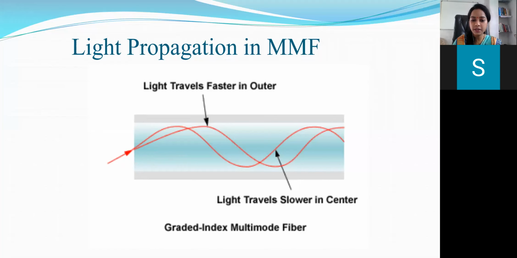So the light travels in this way in this type of fiber. Light travels faster in the outer region. Even when we are entering a multimode fiber, we have so many light rays coming from here, but the light which is going far away travels faster.